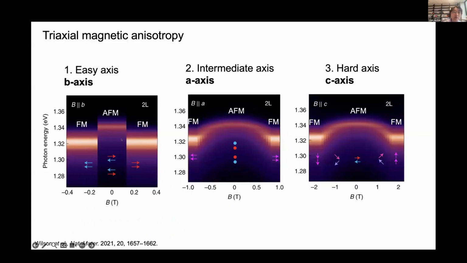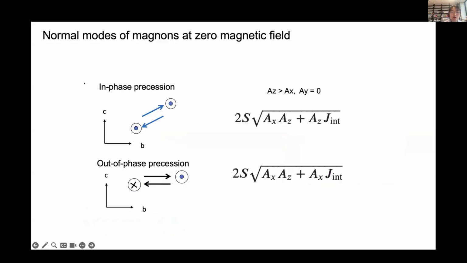And here we're looking at the magnetic anisotropy. So in earlier slides, I already talked about how we have 3 axes: the easy axis, intermediate axis, and hard axis. And because of this anisotropy, even at zero magnetic field, we will have 2 non-degenerate modes, in phase and out of phase. And these will be determined by the anisotropy values, AX, AY, and AC, and also the interlayer coupling between the 2 layers. And you would anticipate the interlayer coupling is quite weak because of the van der Waals interactions.